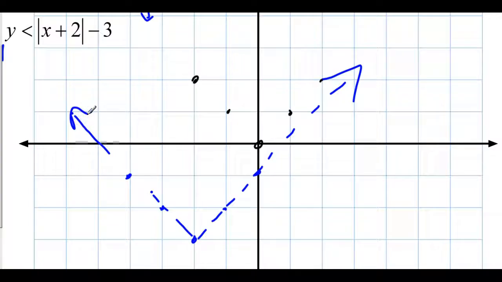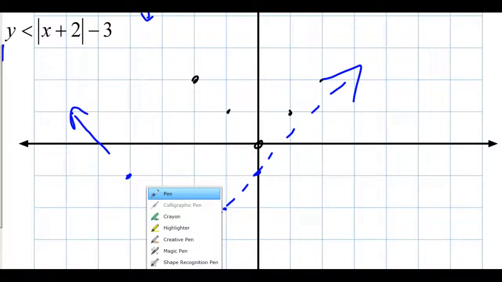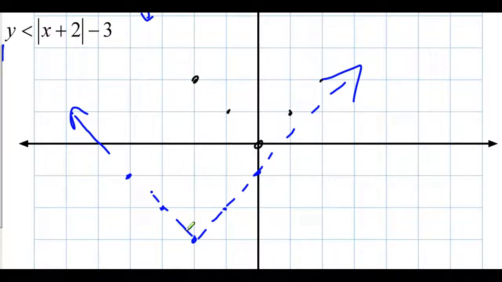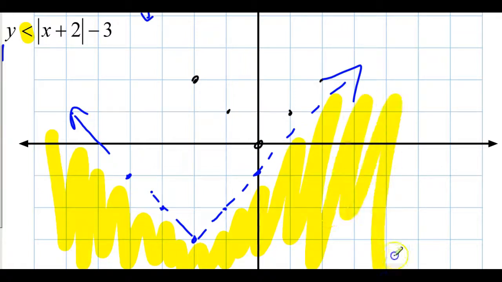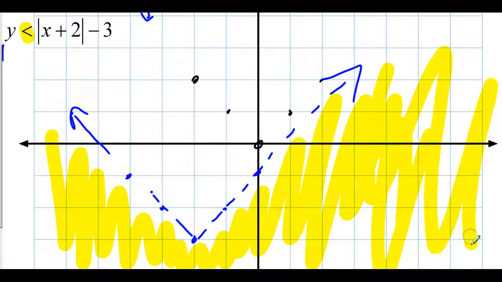And now look at the sign, and the sign is less than. So I'm going to shade below this graph, is what I think. So let's go ahead and shade below the graph. So below the V, not inside of the V there. So all of that is shaded.